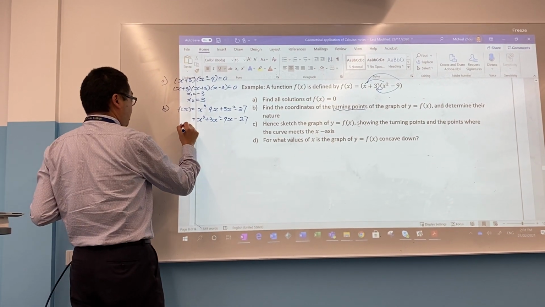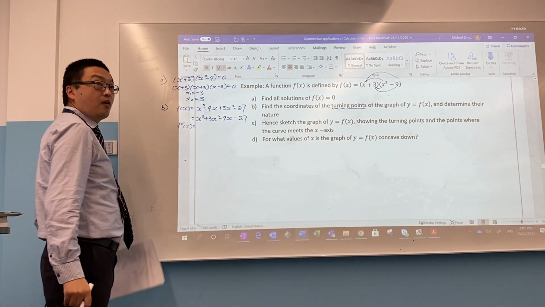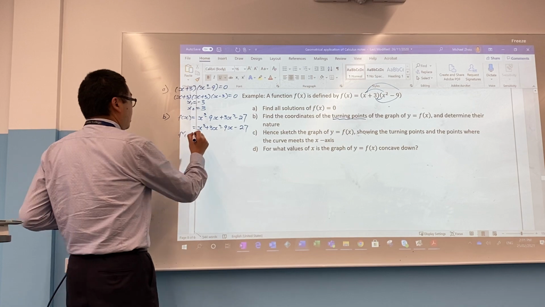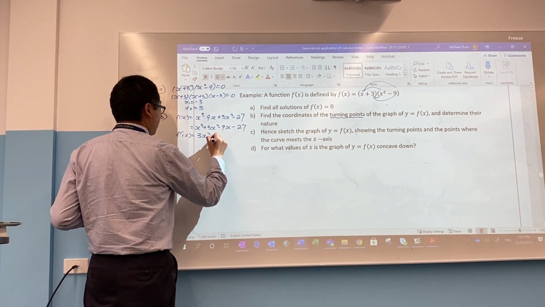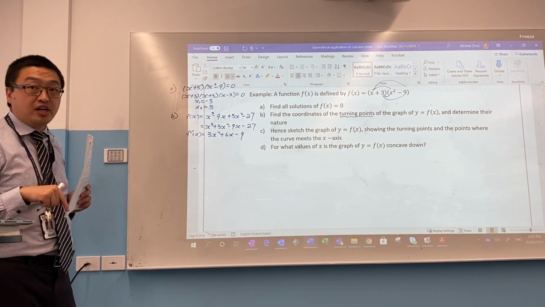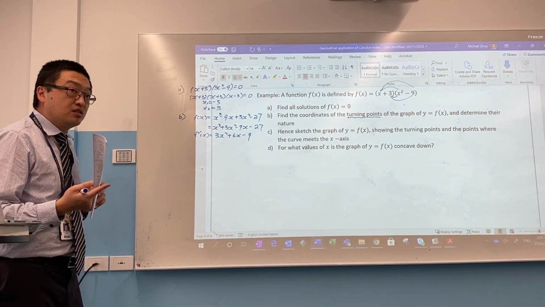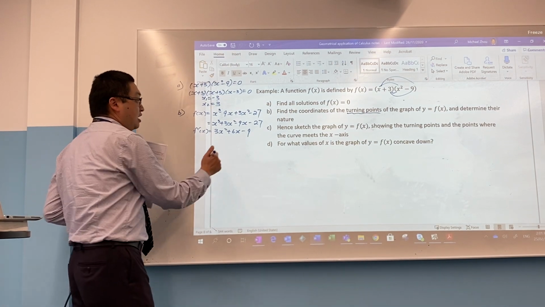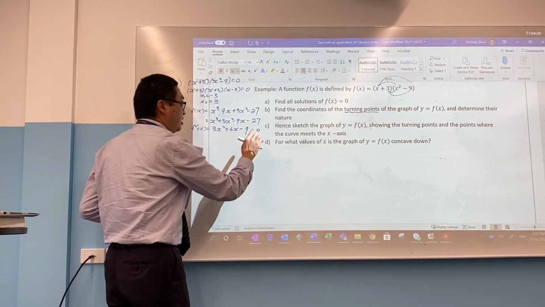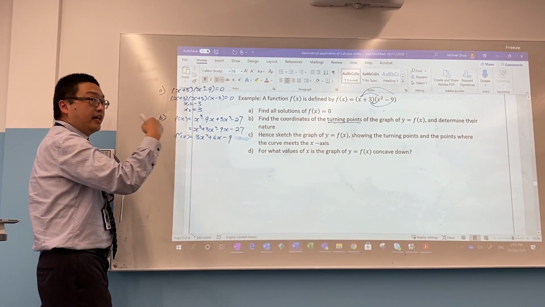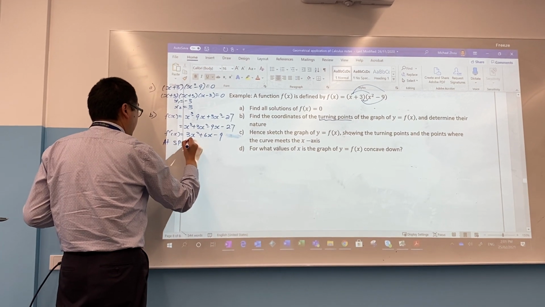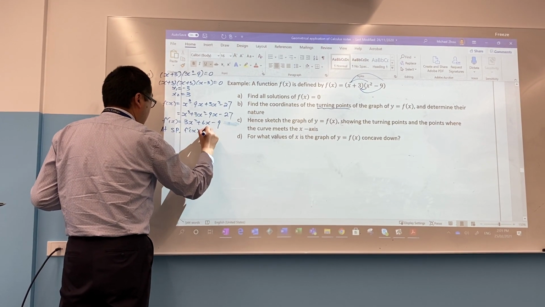Then f dash x. Adrian, what's f dash x? 3x squared plus 6x minus 9. Excellent. We know at stationary points, f dash x equals 0. The day before yesterday I said we just write equal to 0, but we try not to write like that. We try to add an extra line. We say at stationary points, f dash x equal to 0.